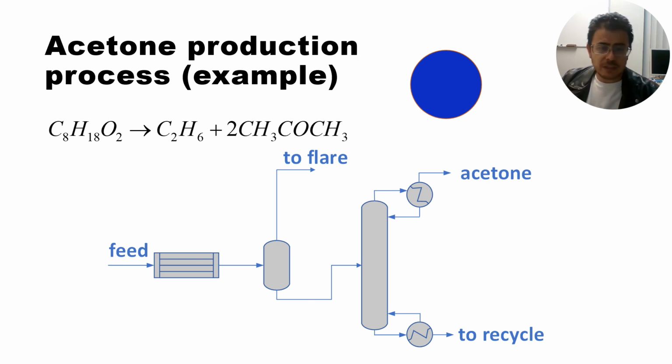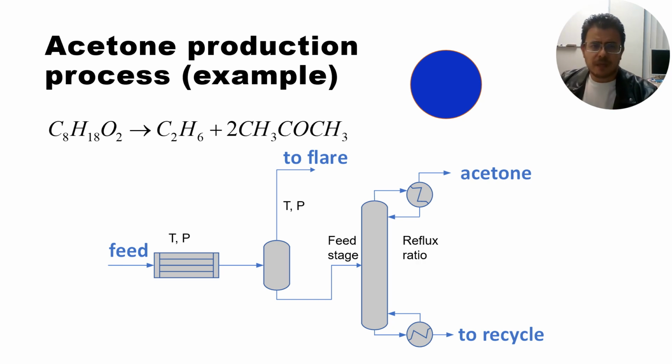The peroxide is fed to the reactor, and then some of the ethane that was obtained is separated, and the bottom of the flash is fed to a distillation column in order to obtain the acetone and some of the raw material in order to recycle, maybe to the reactor, in order to increase the global conversion of the system.